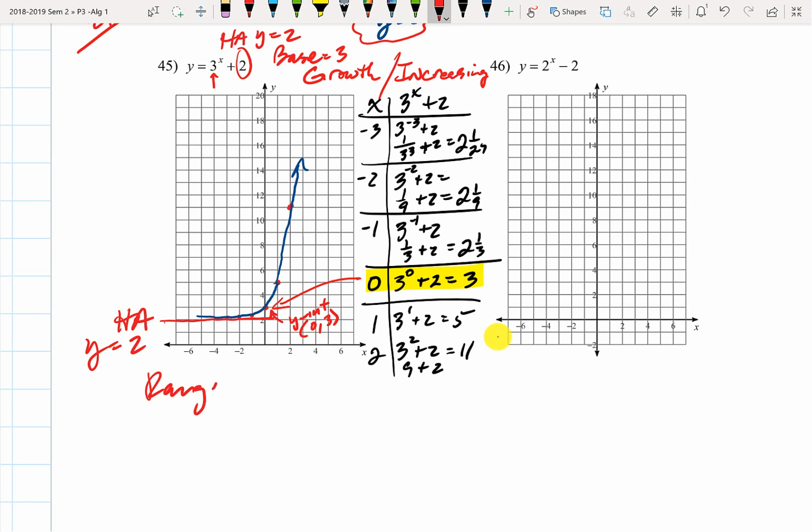And this question is also on the test, by the way. The range is y greater than, not greater than or equal to, strictly greater than 2. Remember, this function approaches 2 but never touches it, never crosses the horizontal asymptote. So the y values will never be 2. I don't care how big of a negative number you put in here, it will be 2 and a little bit. Remember, the range is a set of y values, and they have to be greater than 2. And number 46 is similar to this, so you do number 46.